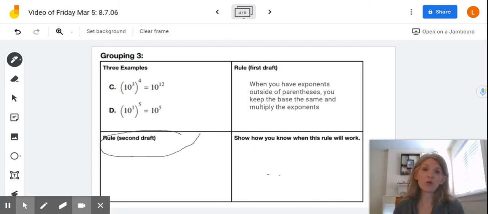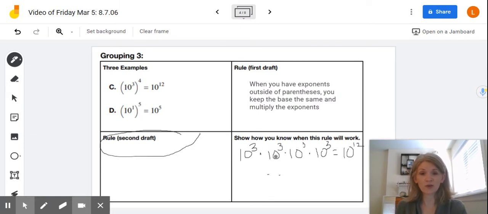So we go back to that old rule of, well, what does this mean? This means 10 to the power of 3 times itself 4 times. So if I write that out, 10 to the power of 3 multiplied 4 times, now I have to use the old rule that we did in a previous grouping, where when the bases are the same, I keep that base and I add the exponents: 3, 6, 9, 12. So oftentimes we're using another rule to prove one of these.